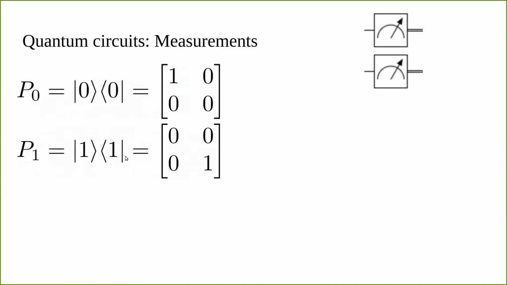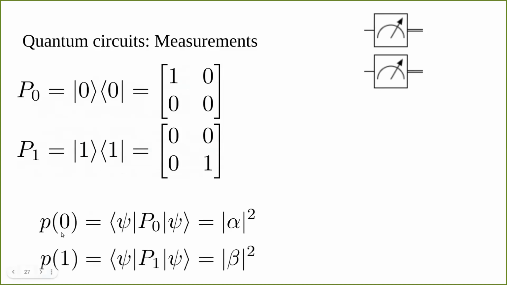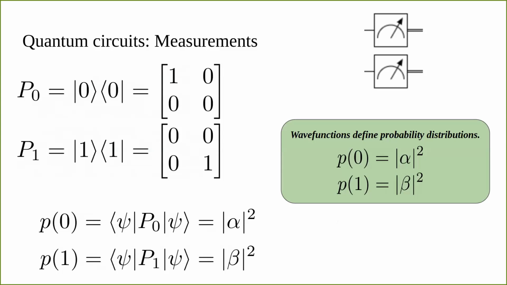Now, if I have the canonical qubit wave function, alpha|0⟩ plus beta|1⟩, then the probability of measuring 0 is, again, as per the last slide, given by ⟨ψ|P0|ψ⟩. If you work that out, you get mod alpha squared. A similar story holds for the probability of getting 1: you get mod beta squared. And this is exactly the rule that I stated before when I mentioned that wave functions define probability distributions. So this is just taken from a previous slide.